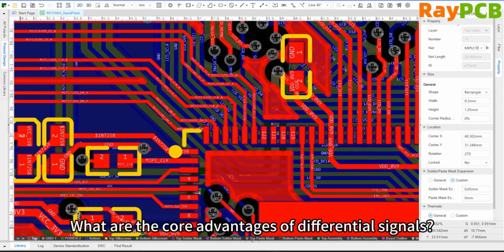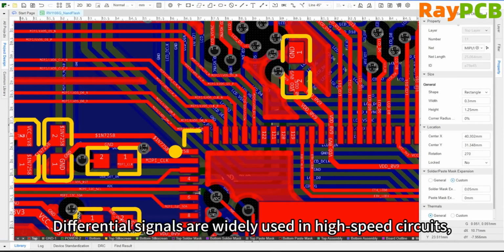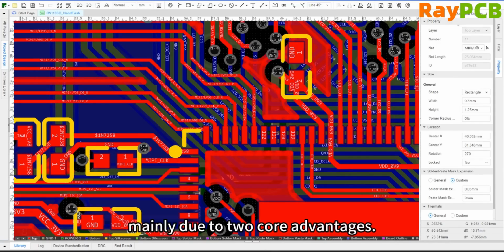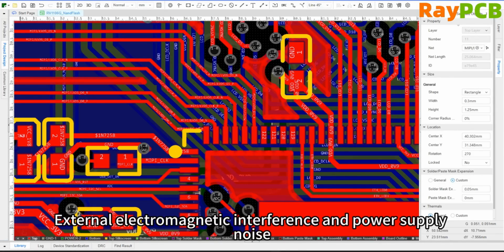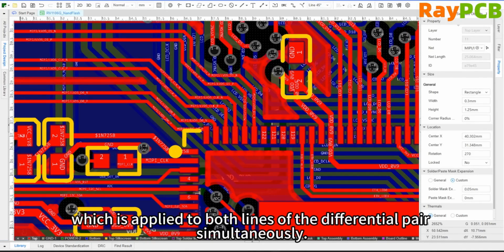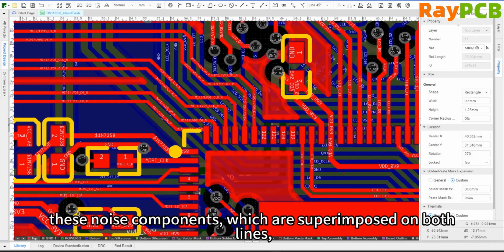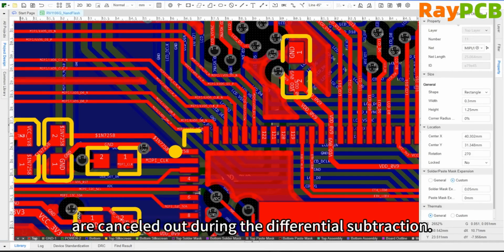What is the core advantage of differential signals? Differential signals are widely used in high-speed circuits, mainly thanks to two core advantages. First, powerful noise immunity, also known as common mode rejection. External electromagnetic interference and power supply noise usually form as common mode noise, simultaneously affecting both lines of the differential signal. Since the receiver only cares about the difference between the two signals, the noise components that are common to both lines are cancelled out when the differential signals are subtracted.